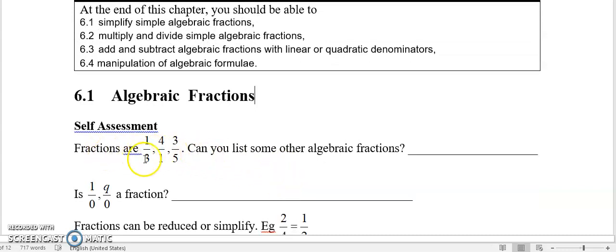Now we have learned about fractions since primary school. There are proper fractions like 1/3 and improper fractions like 4/1. 4/1 is also a whole number expressed as a fraction, and 3/5. Now, are you able to list down some examples of algebraic fractions?